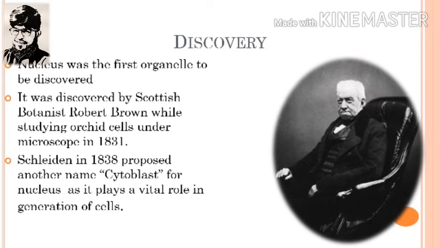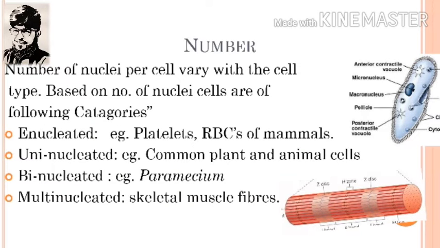Nucleus was the first organelle to be discovered, and it was discovered by a Scottish botanist, Robert Brown, while he was studying the orchid cells under the microscope in 1831. Schleiden in 1838 proposed another name for the nucleus as cytoblast because it plays a vital role in generation of the cells. Now dear students, let's talk about the number of nuclei per cell.